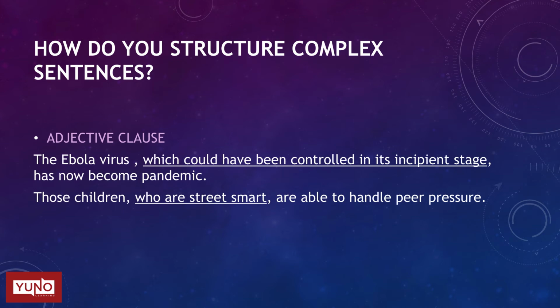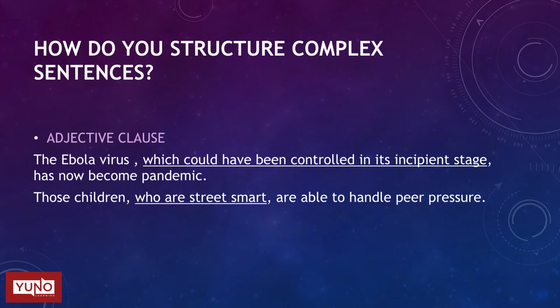How do we have an adjective clause? Let's look at this. An adjective modifies somebody or something. So the Ebola virus. Now, which virus? Which could have been controlled in its incipient stage has now become pandemic. So, which could have been controlled in its incipient stage is the dependent clause that describes the Ebola virus.